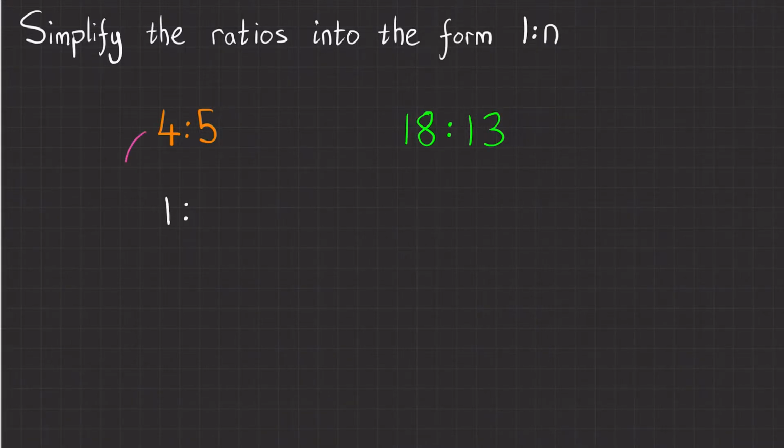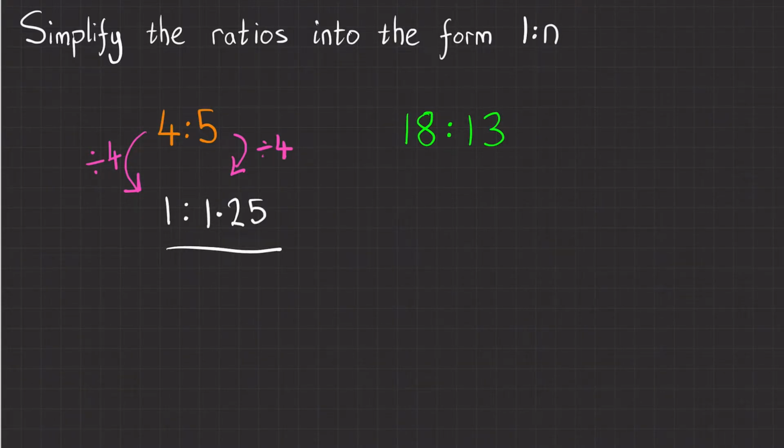Now to get from 4 to 1, any number divided by itself is 1, so 4 divided by 4 equals 1. Remember, whatever you do to one side, you have to do to the other. We're going to divide the right hand side by 4. And 5 divided by 4 is 1.25. So we've got our ratio in the form 1 to n, which is 1 to 1.25.